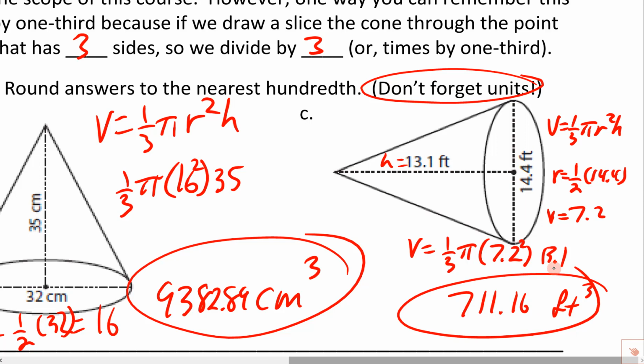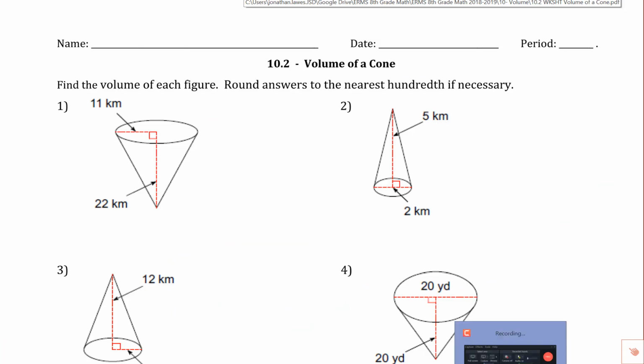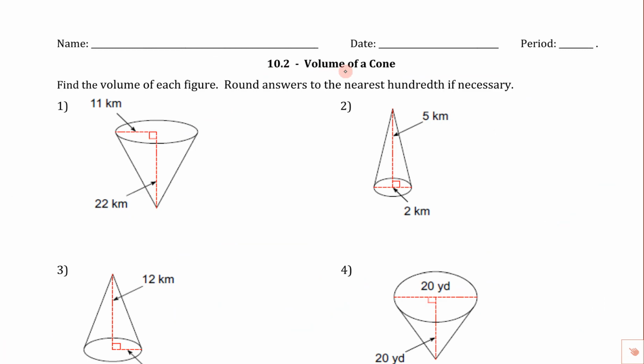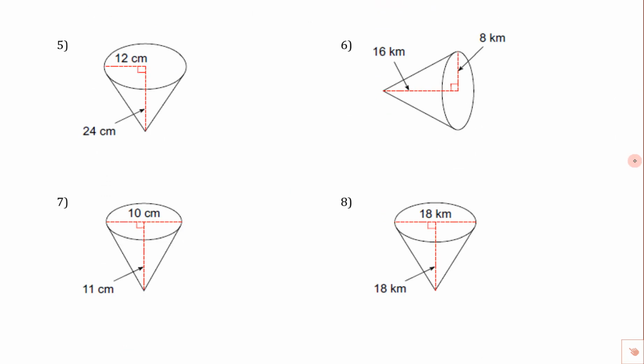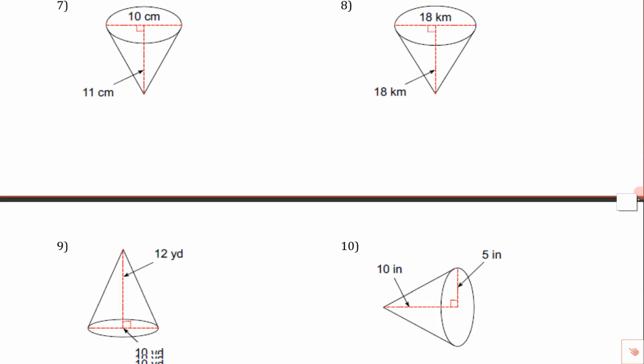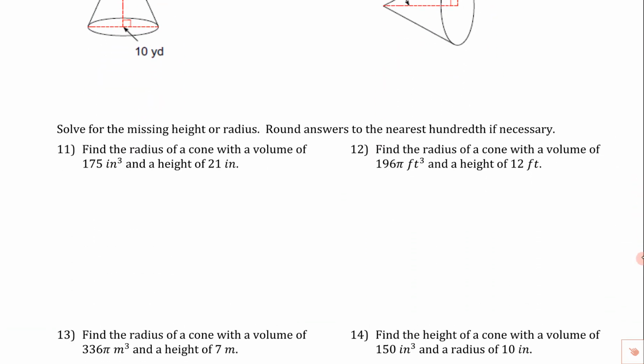Okay, let's take a quick look at your assignment. So I've got the assignment for 10.2 up here, volume of a cone. If we go through and look again, you'll have some diagrams like this with the figures, and sometimes they give you a diameter, sometimes they give you a radius, so just make sure you're paying attention to what they gave you there. And then again, you've got some problems where you have to solve for the missing height or the radius and round answers to the nearest hundredth.